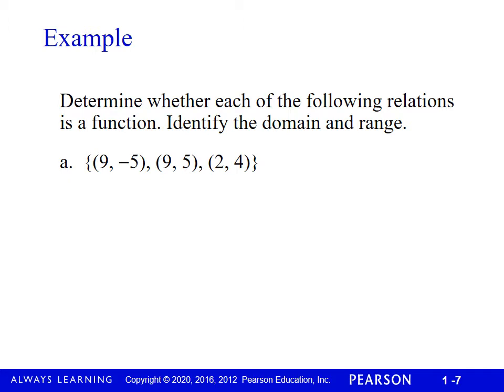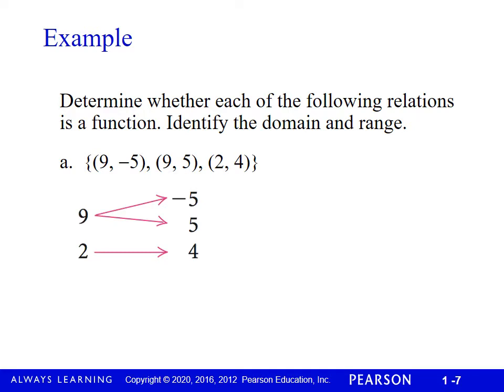So notice here, now what we're looking at is ordered pairs. And when we're talking about domain and range, input values are X values. Domain are X values. Output values are Y values. Range are Y values, okay? So we have an input of 9 and an output of -5. We have an input of 9 and an output of 5. We have an input or domain of 2 and a range of 4, output of 4.